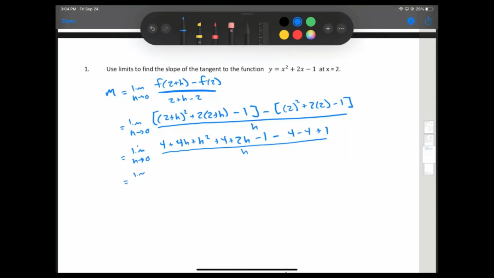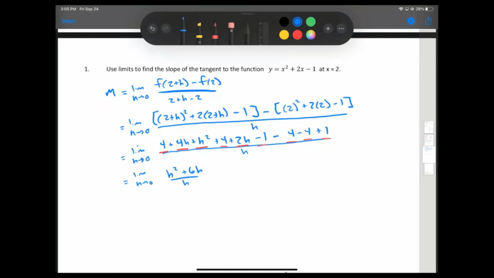Okay. So now I'm going to collect like terms. I have an h squared there. I don't want to miss any. H squared, 4h, 5, 6h. And then 4, 8, minus 8, minus 1, plus 1. Those all cancel out. And then I still have the h on the bottom.